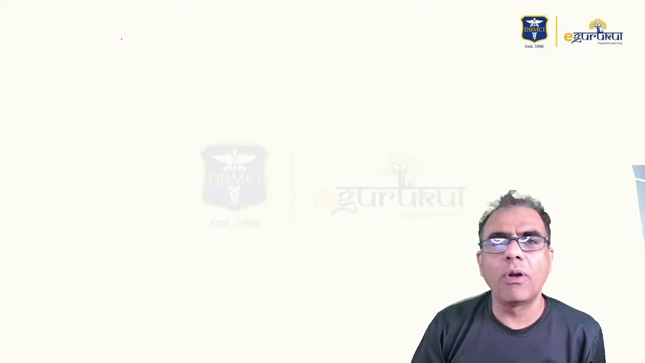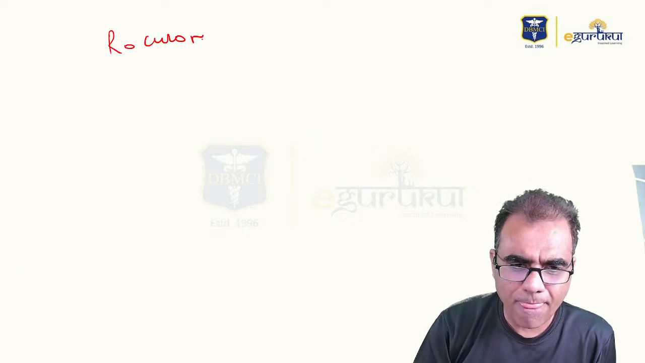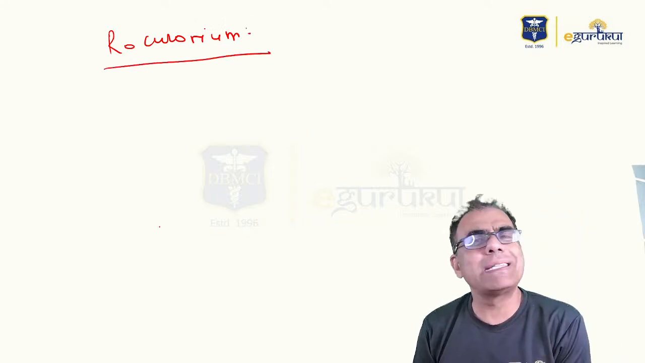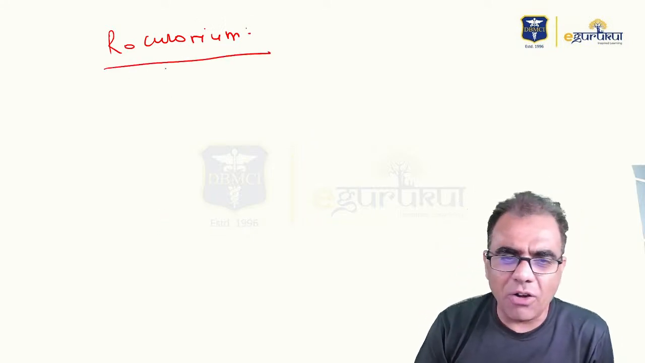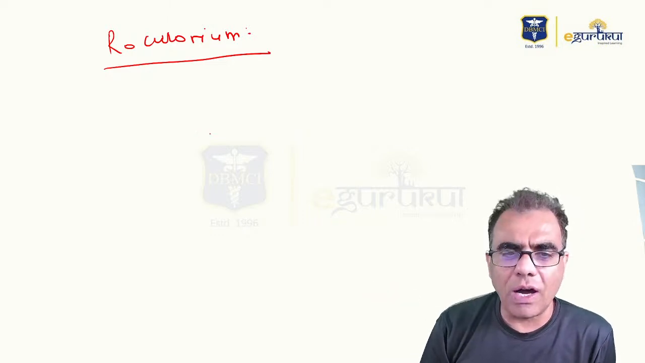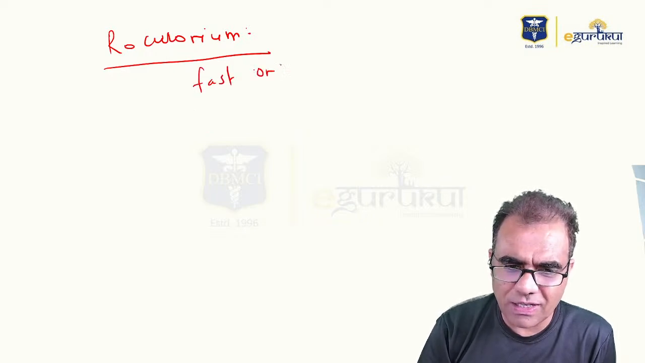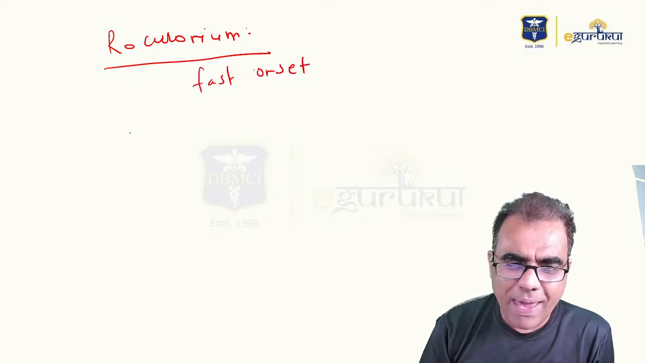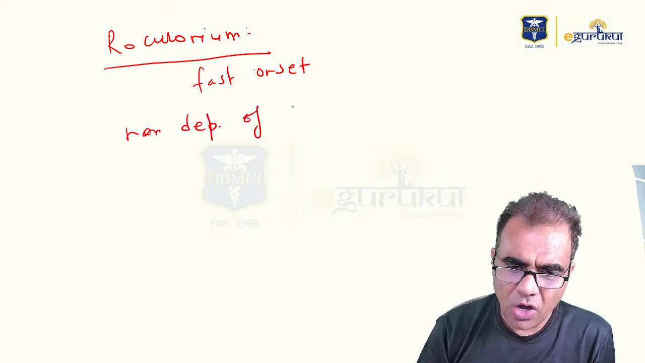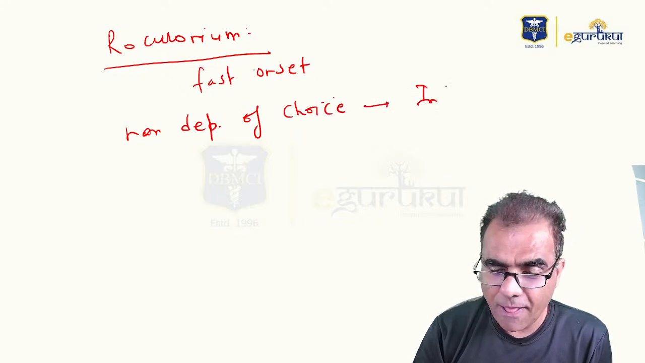The one more non-depolarizer which you can remember is rocuronium. Rocuronium is a derivative of vecuronium. Now the advantage of rocuronium over other muscle relaxants is that comparatively it has a fast onset, making it the non-depolarizer of choice for intubation.